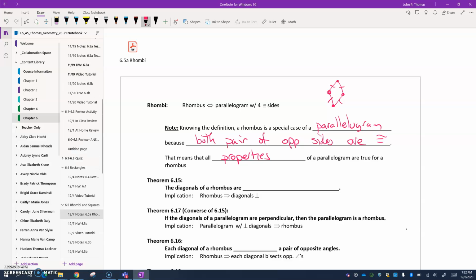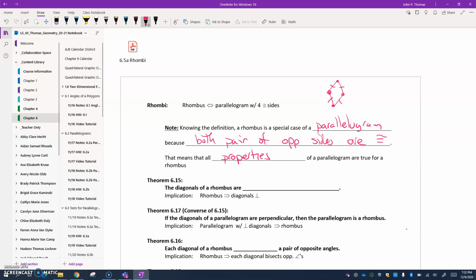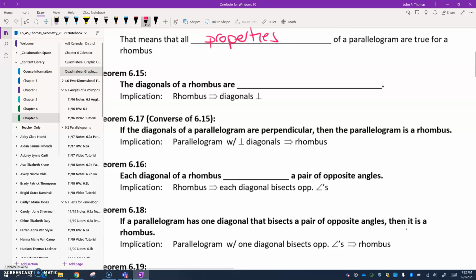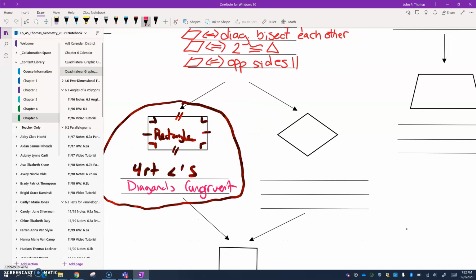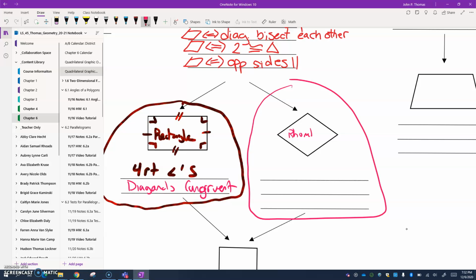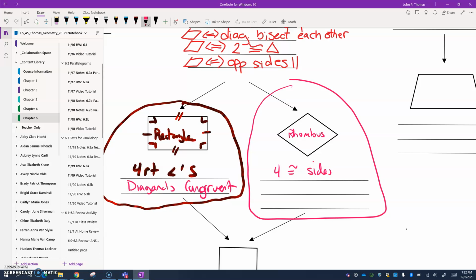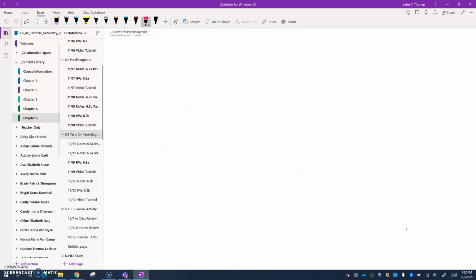So if I jump back up real quick to the graphic organizer that we've been working on, today we're going into this section of it. This is a rhombus, and for a rhombus, the first property we have is four congruent sides. That's the first of our properties to work with when we're dealing with a rhombus.